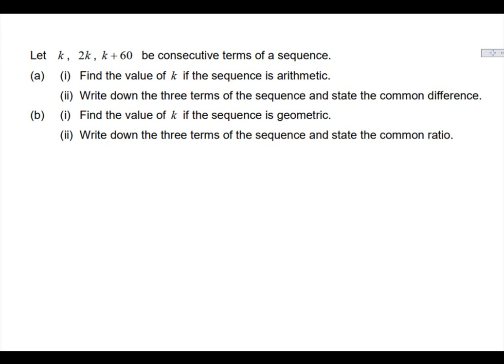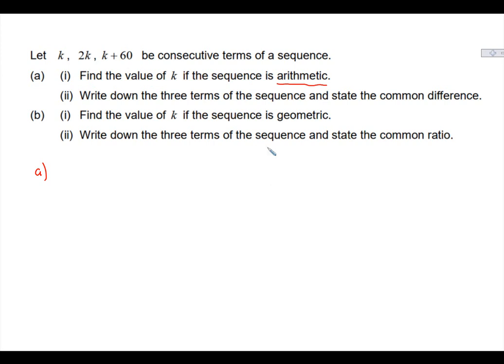Alright, so let's go over some geometric sequence and series questions. Let's take a look at the first example here. It says, let k, 2k, and k plus 60 be consecutive terms of a sequence. For part A, we're going to find the value of k if the sequence is arithmetic.